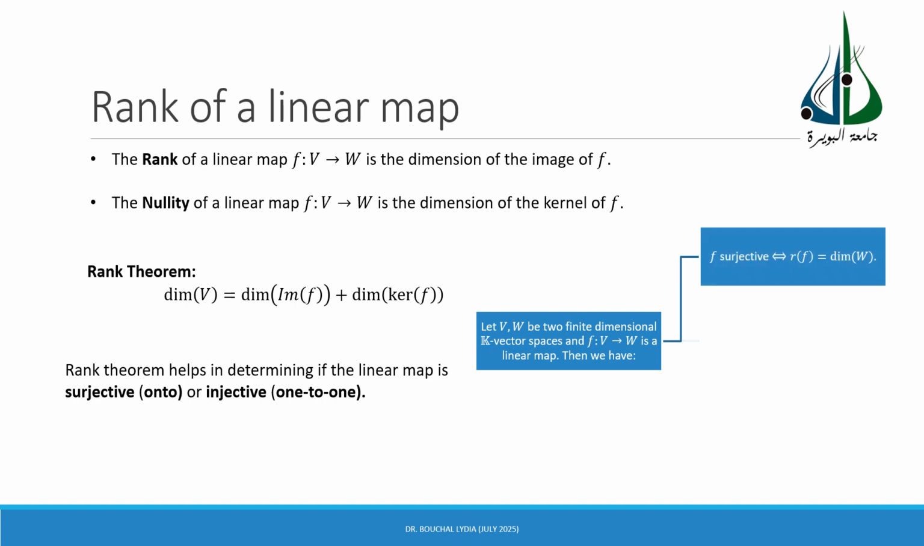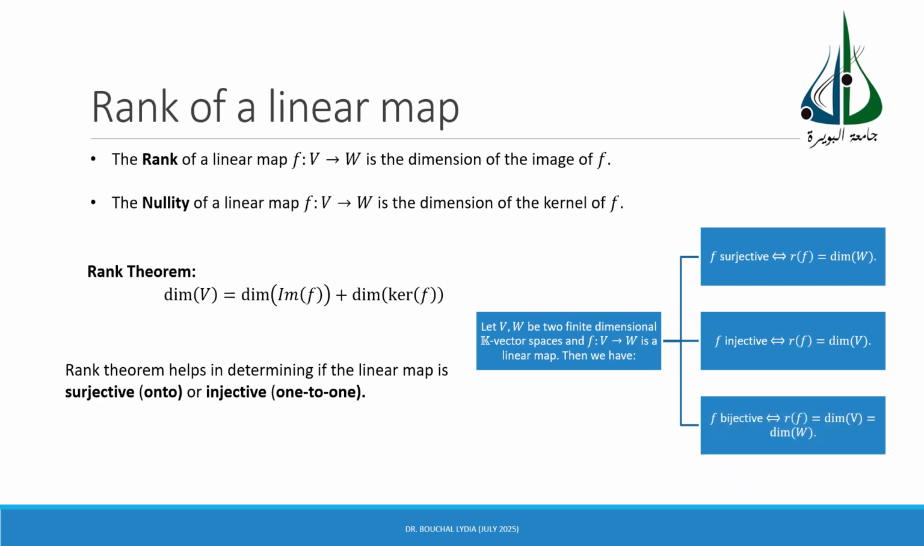In fact, a linear map is called surjective if the rank of f is equal to the dimension of the codomain. It is injective if the rank of f is equal to the dimension of the domain. And it is bijective if the rank of f is equal to both the dimension of the domain and the codomain.